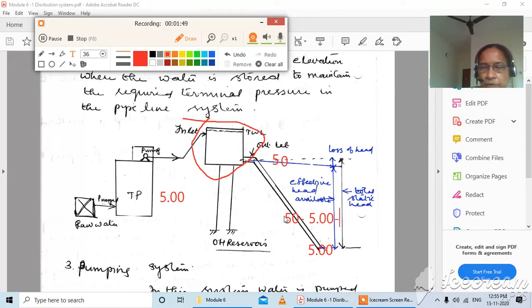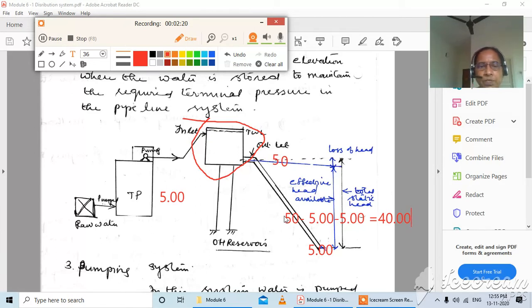So then what will be the loss? Say imagine that the loss is again 5. So then what will be the terminal pressure available? That is 40 meters. So the available terminal pressure is 40 meters of water column or 4 kg per centimeter square. Now the available pressure is more than the required pressure, so it is sufficient for supplying water to the point by gravity.